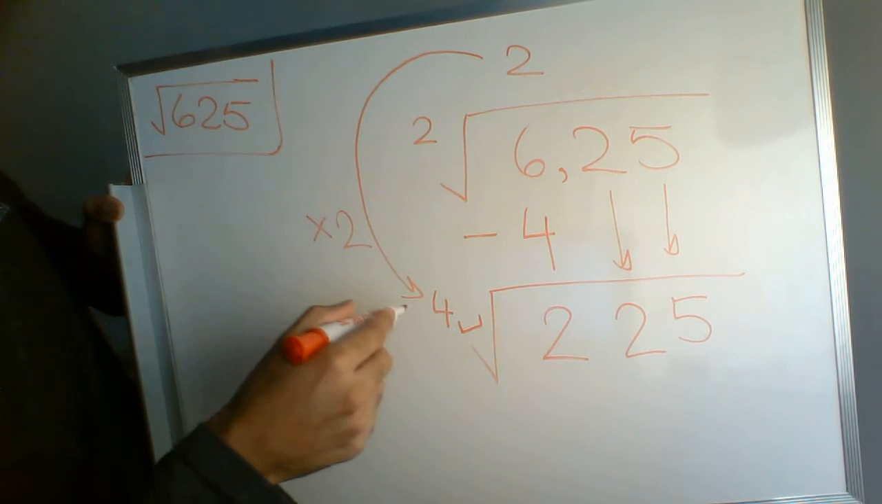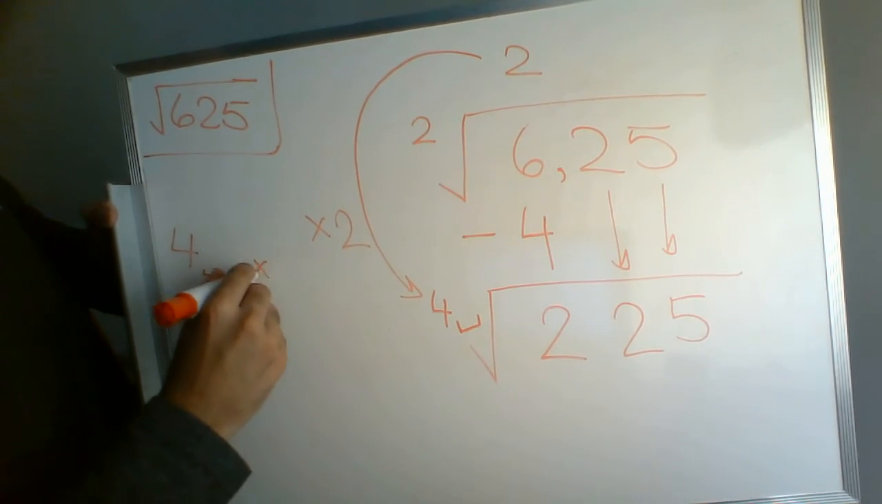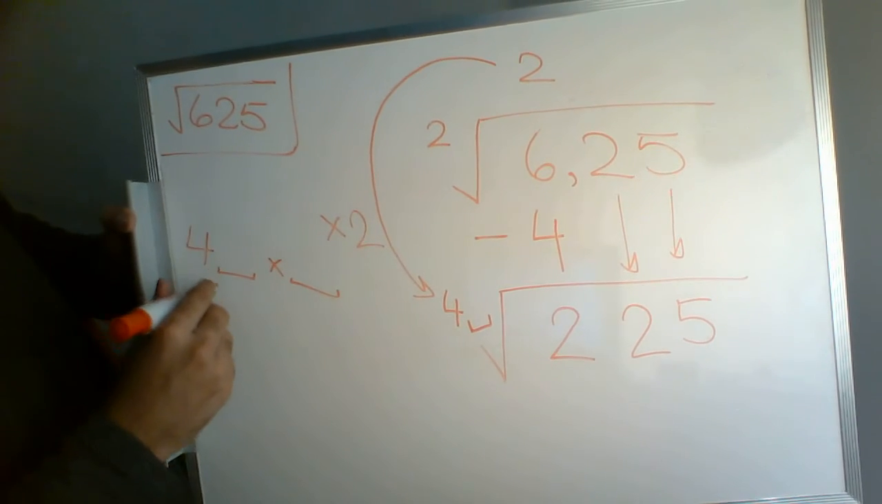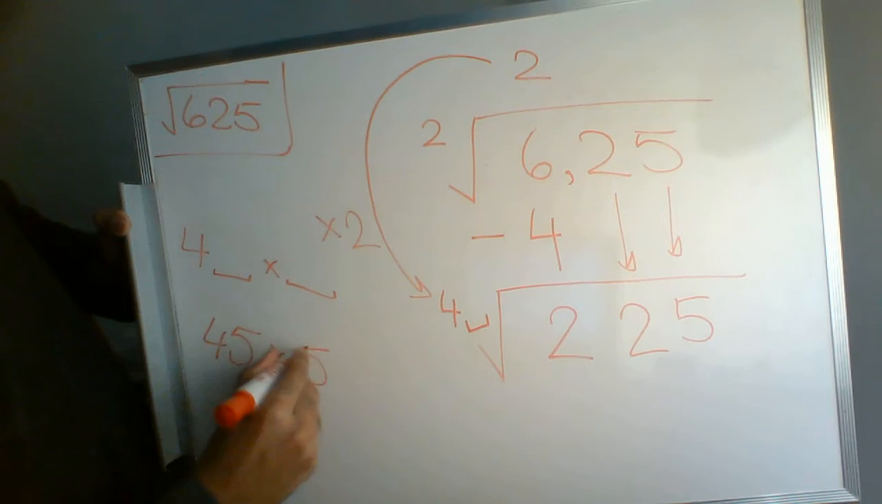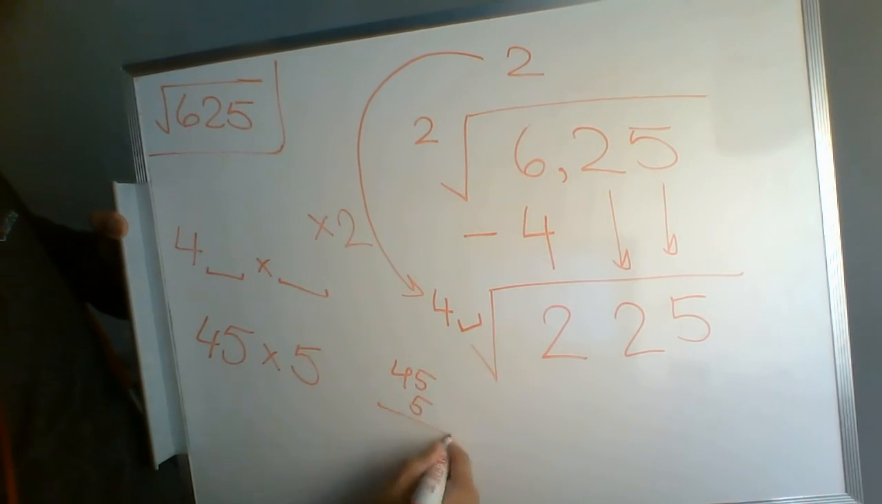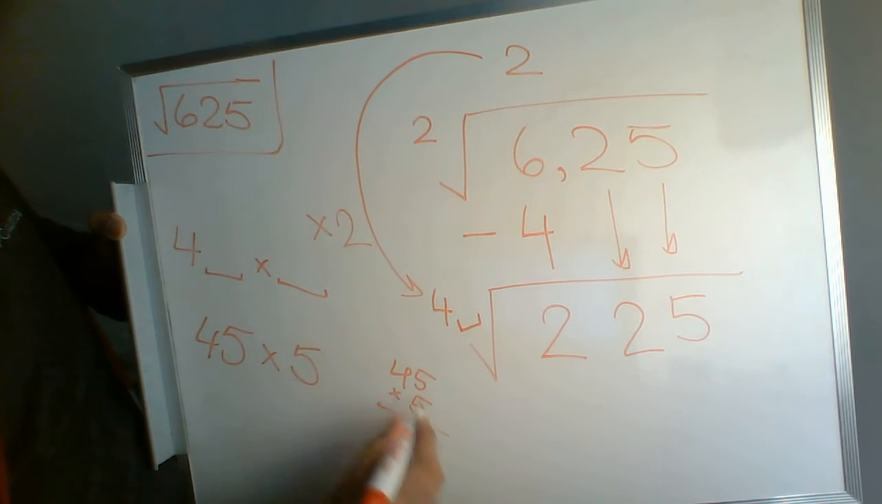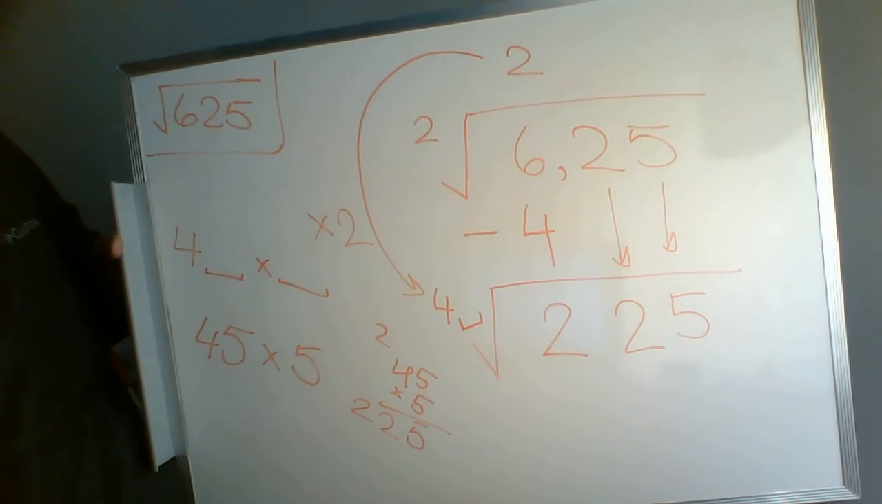So let's try filling in a 5 right there. So we had 40 something times something, and we're filling that in with a 5. So it's going to be 45 times 5. And if we go ahead and do that calculation, 45 times 5, 5 times 5 is 25, 5 times 4 is 20, plus 2 is 225 exactly.